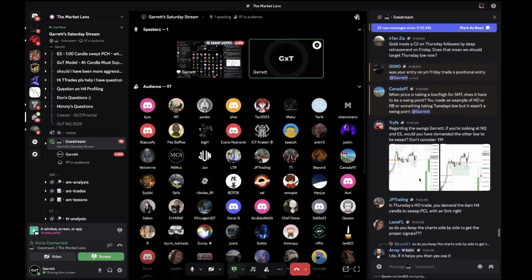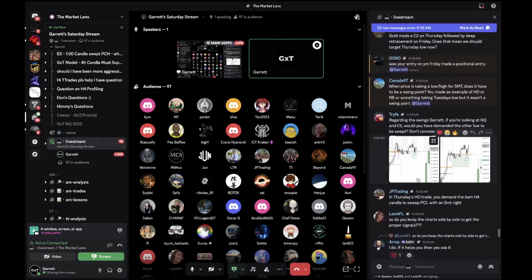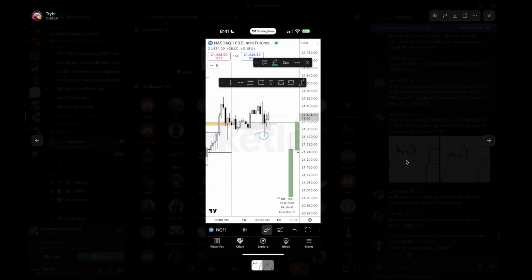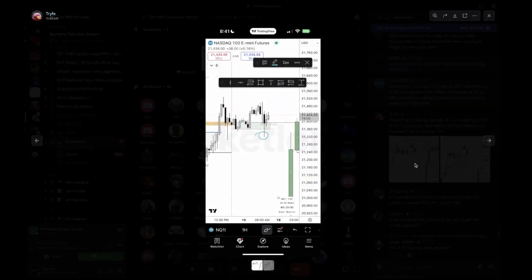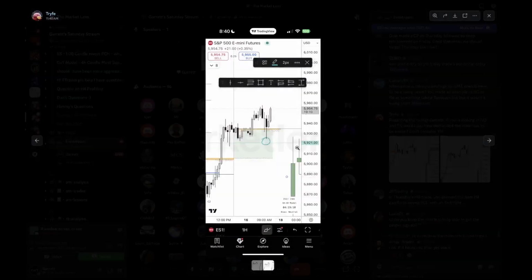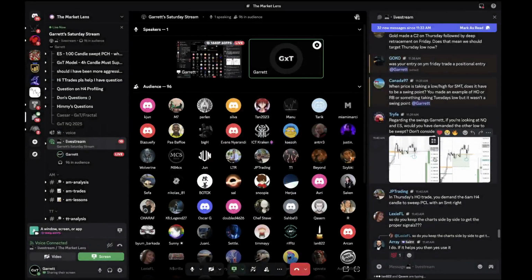Regarding the swing, Garrett, if you're looking at NQ and ES, would you have determined the low to be swept? Wait, what's your question here? Oh, would I require this to be swept? No. There's a two-stage SMT.